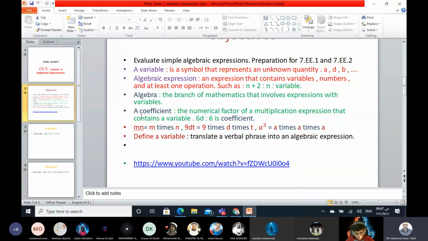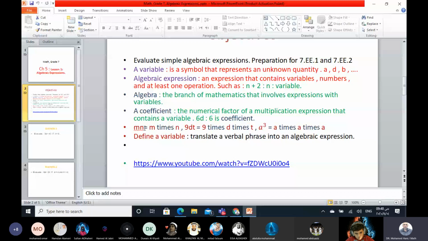What is the meaning of a coefficient? A coefficient is the numerical factor of a multiplication expression that contains a variable. For example, 6d. In this expression, we have 6 the number and d the variable, and the operation between them is multiplication. The name of 6 here is the coefficient. So the coefficient is the number that multiplies the variable.